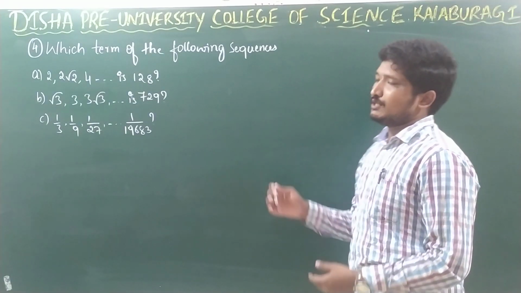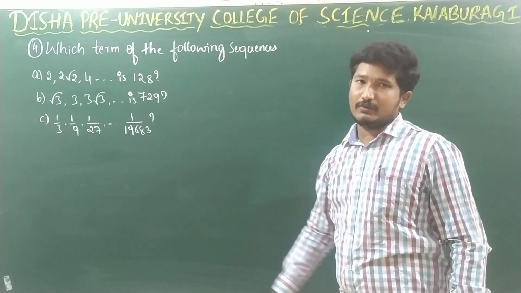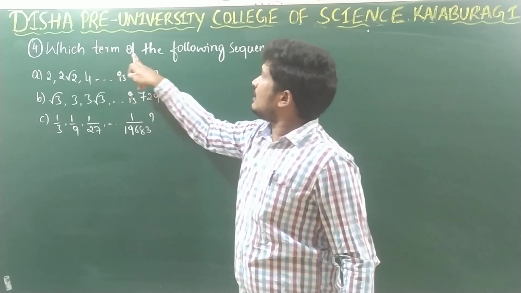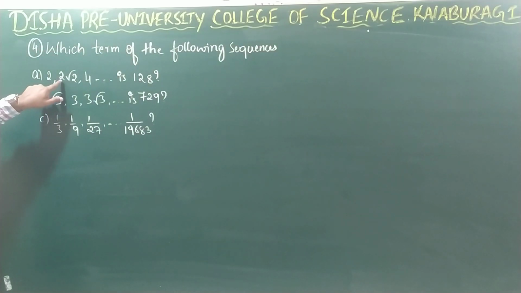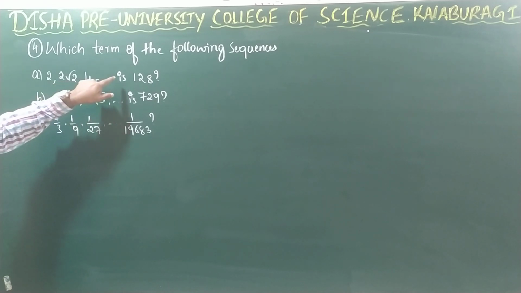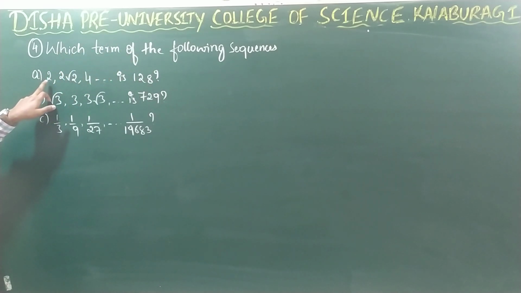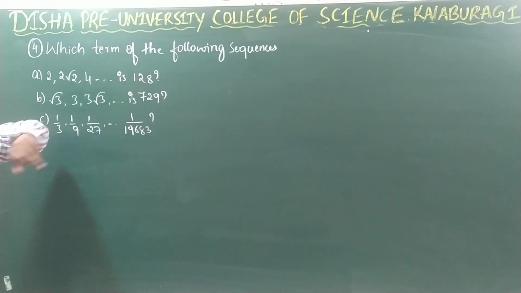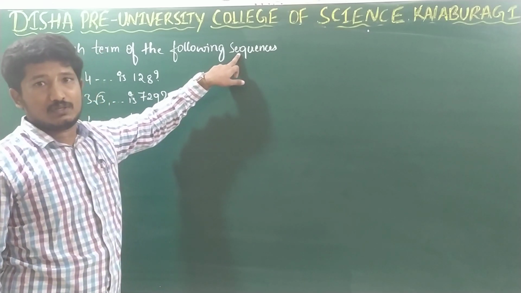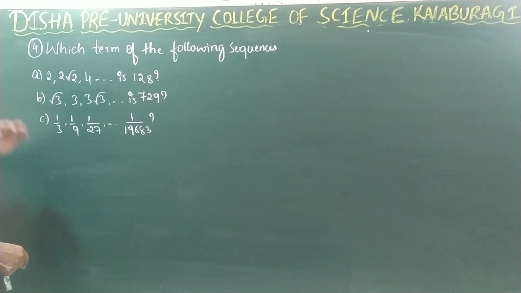Right. So the next question. See, this question is also the same thing. Right? We are given here 3 different sequences. Which term of the following sequences? First one, 2 comma 2 root 2 comma 4 and so on is 128? Right? So here we are given a sequence. It is not particularly mentioned as a geometric progression. So first let us see whether the given sequence is a geometric progression or not. Right? So see here.